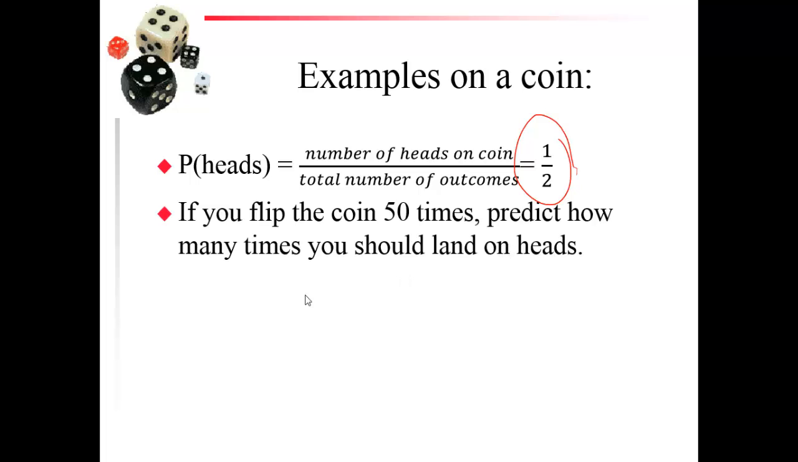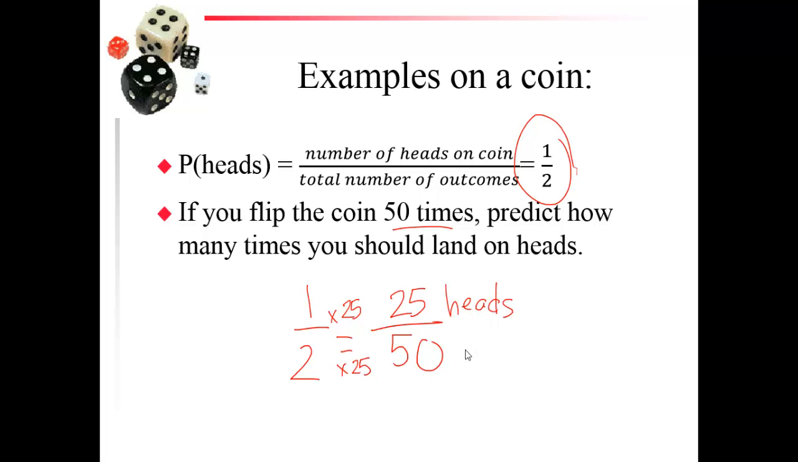If I flip the coin 50 times, and I want to predict how many times I should land on heads, well, right now I know 1/2 is the theoretical probability. So if I make an equivalent ratio to that, out of 50 trials, I get from 2 to 50 by multiplying by 25. So I do the same thing to 1. 1 times 25 is 25. So I should land on heads 25 times out of 50 trials.